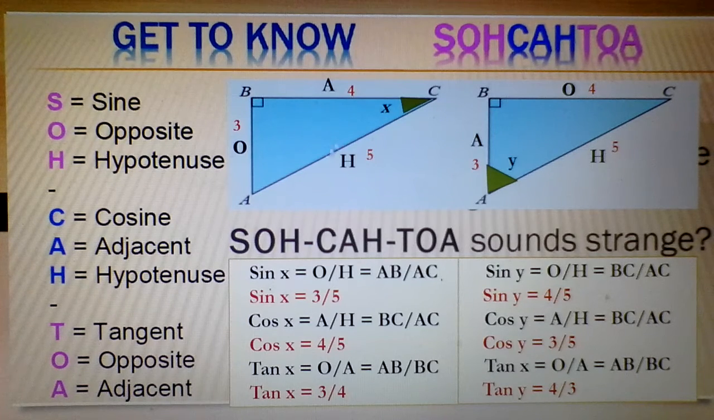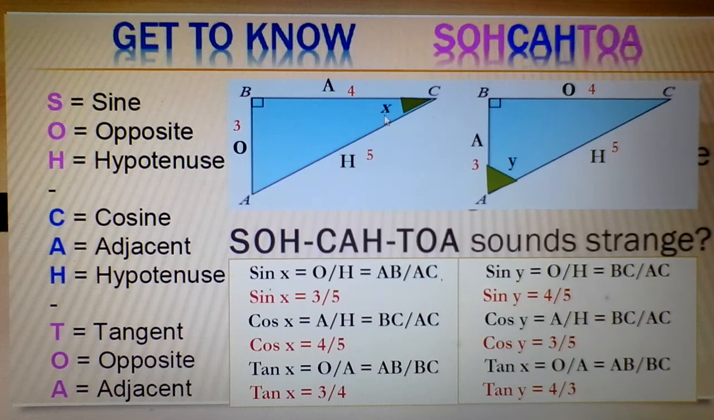Okay, look at sine x. Let's look at triangle ABC. So we use angle x. For angle x, we want to find sine x. Let's put the values: AB is 3, BC is 4, AC is 5. Okay, so sine x equals opposite divided by hypotenuse. For x, opposite is AB, hypotenuse is AC. Then AB divided by AC, so 3 divided by 5. So we get the value of sine x, 3 over 5.